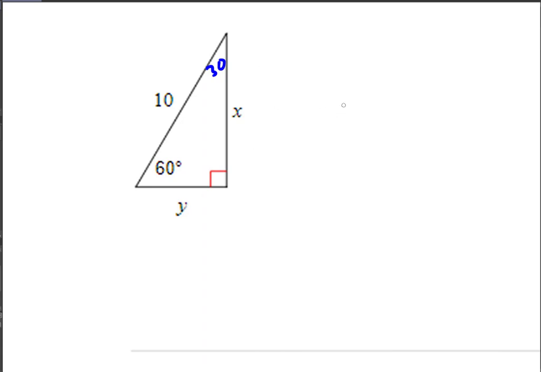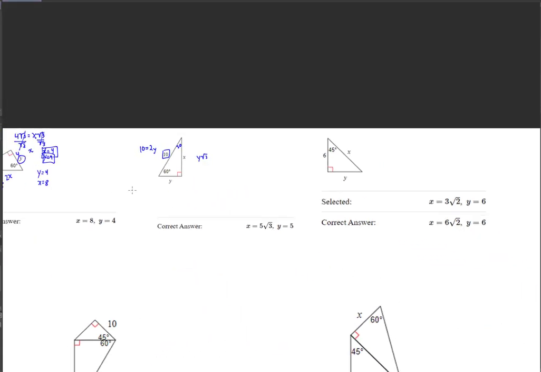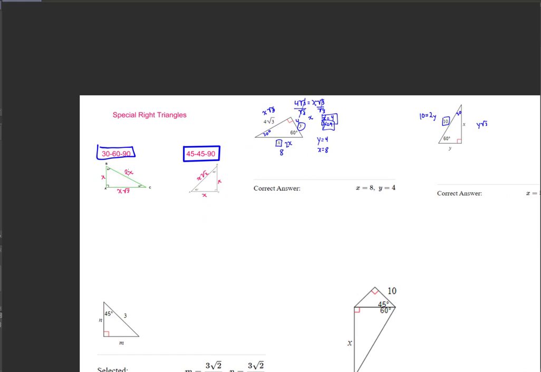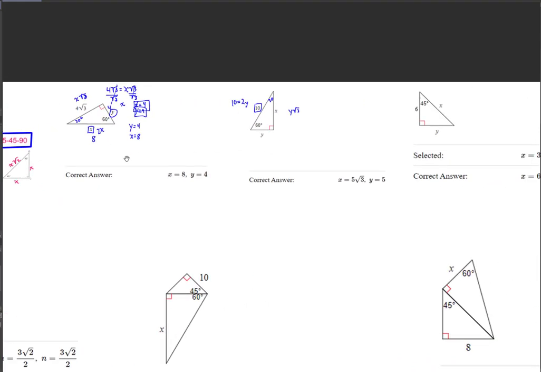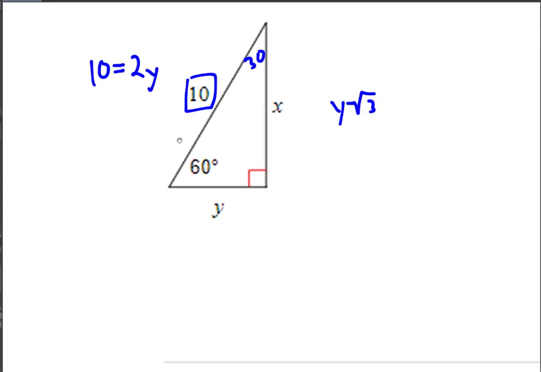We have y here. Whatever this y is, remember, this x really is y square roots of 3, right? And this 10 here is going to be equal to 2 times whatever this y value is, and we know that because of this. This is twice whatever this is. So this 10 is equal to twice whatever the y is. That's just simple algebra.